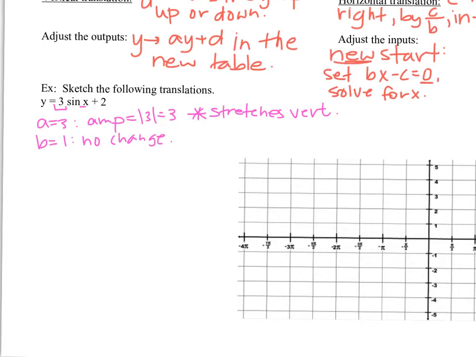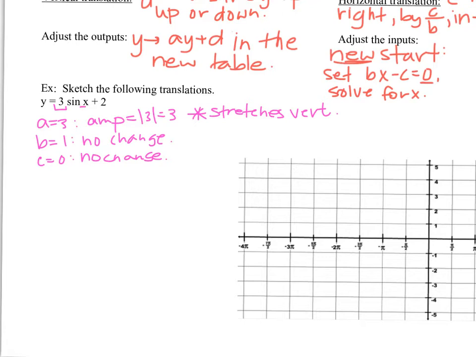And the plus 2. The plus 2 isn't in parentheses with x, so that would be the d value. Since there's no parentheses, c is technically 0. So we're not moving the graph left or right either. It's just nice to check in with all 4 of the variables or 4 of those possible numbers to see what's going to happen to the shape of the graph.